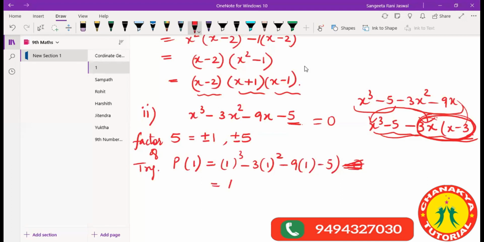So I am taking 1 minus 3 minus 9 minus 5. What do I get? 1 minus 3 is minus 2, and minus 5 is minus 7, and minus 9 gives minus 16. So this is not equal to 0. Understood this much part? That means p of 1 is not a 0 of this equation. This positive 1 is not a 0 of this equation. Understood this?